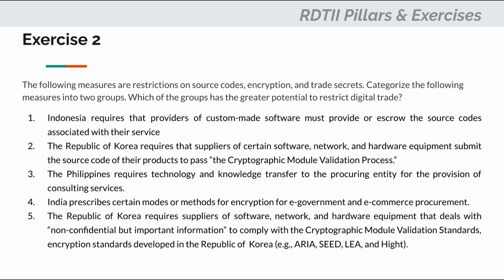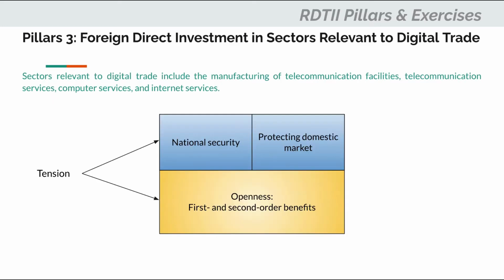Fifth, the Republic of Korea requires suppliers of software, network, and hardware equipment that deals with non-confidential but important information to comply with the cryptographic module validation standards, encryption standards developed in the Republic of Korea, for example, ARIA, SEED, LEA, and HIGHT. Pillar 3 covers restrictions on foreign direct investment in sectors related to digital trade.